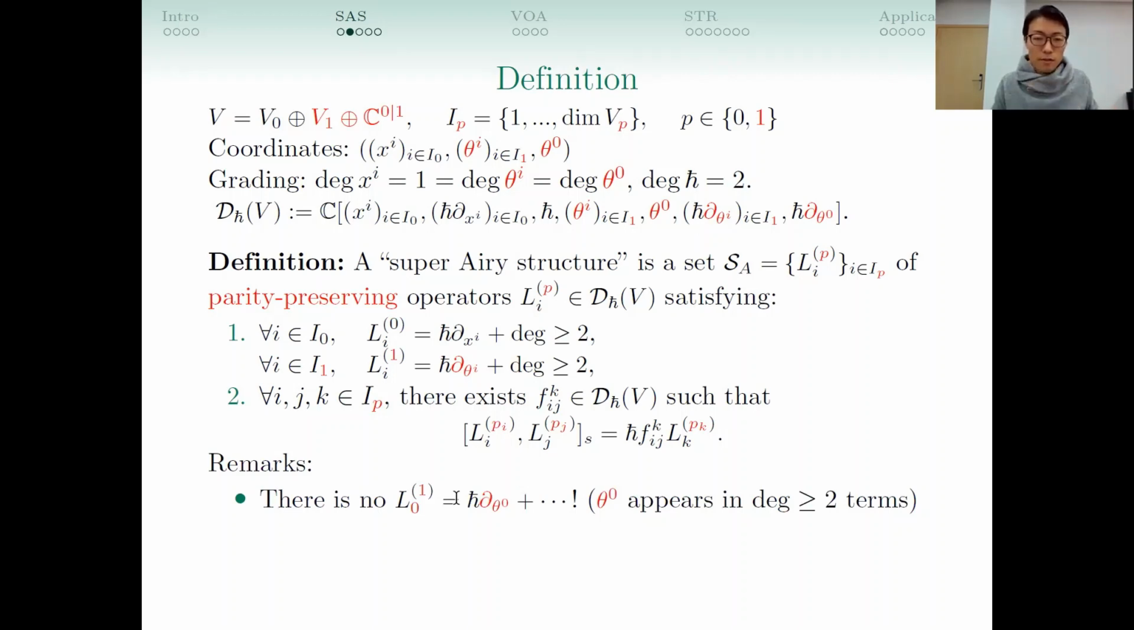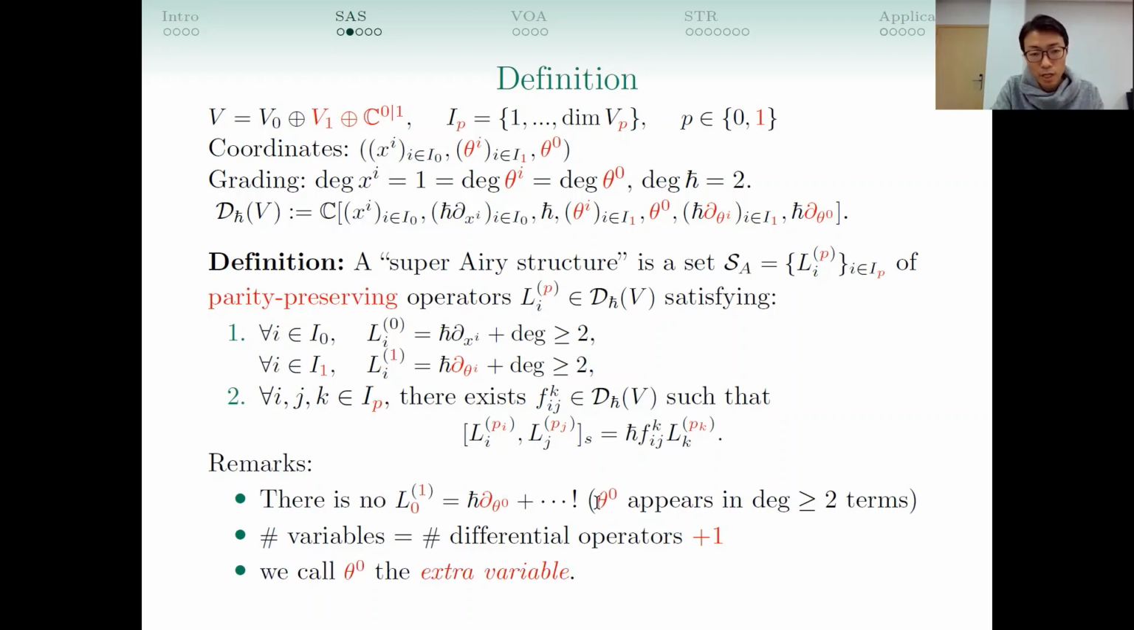All right, so now let me give you a remark. Even though it's a little technical, this is very important. We do not require the existence of a fermionic differential operator starting with h bar d by d theta 0. So theta 0 appears only in the higher degree terms, but never in the degree 1 term. And so naively, the number of variables you have, the x_i's, theta_i's, and theta 0, is the number of differential operators, the L_i's, these guys, plus 1, exactly because of the missing factor of this differential operator. For this reason, I call theta 0 the extra variable, and this is describing this extra vector.